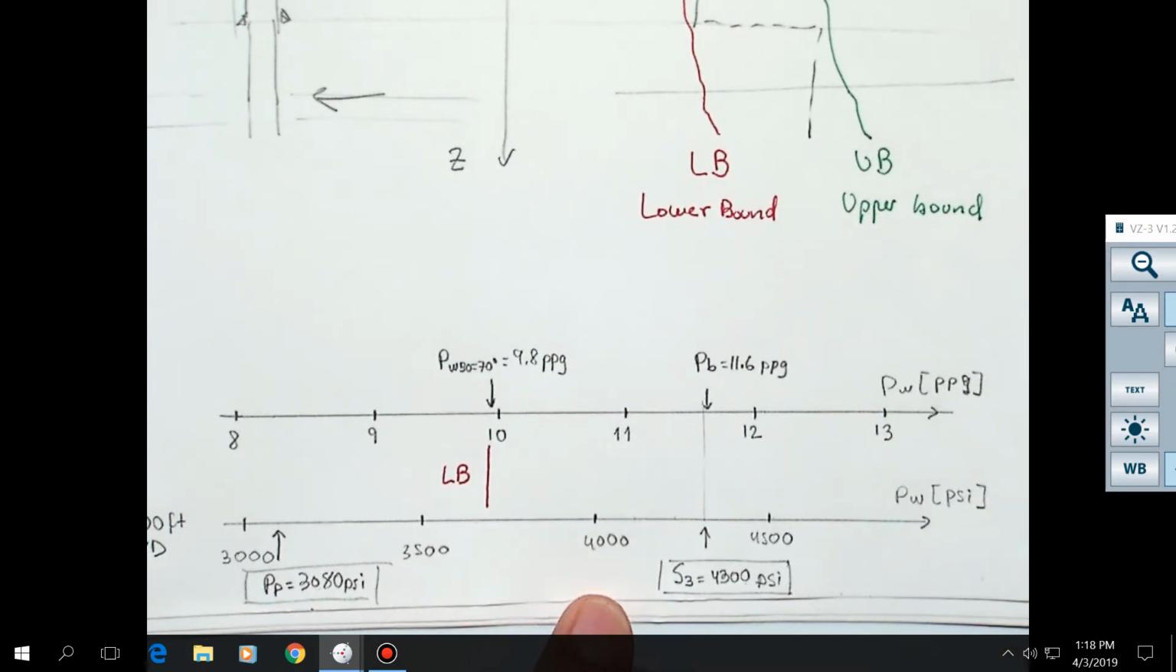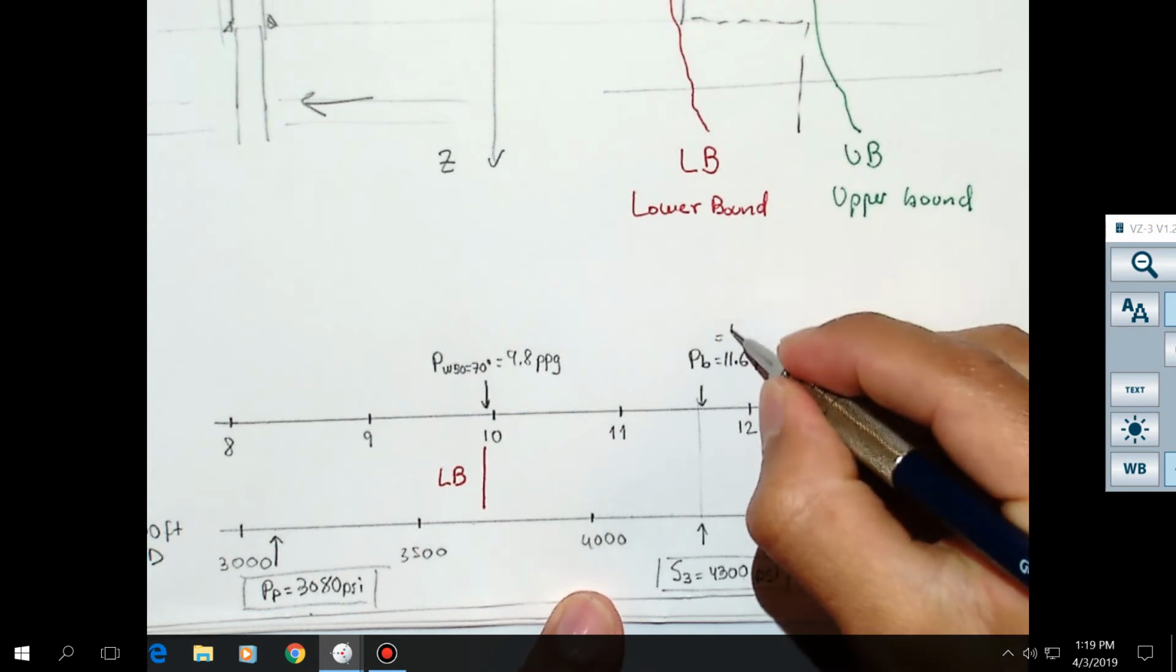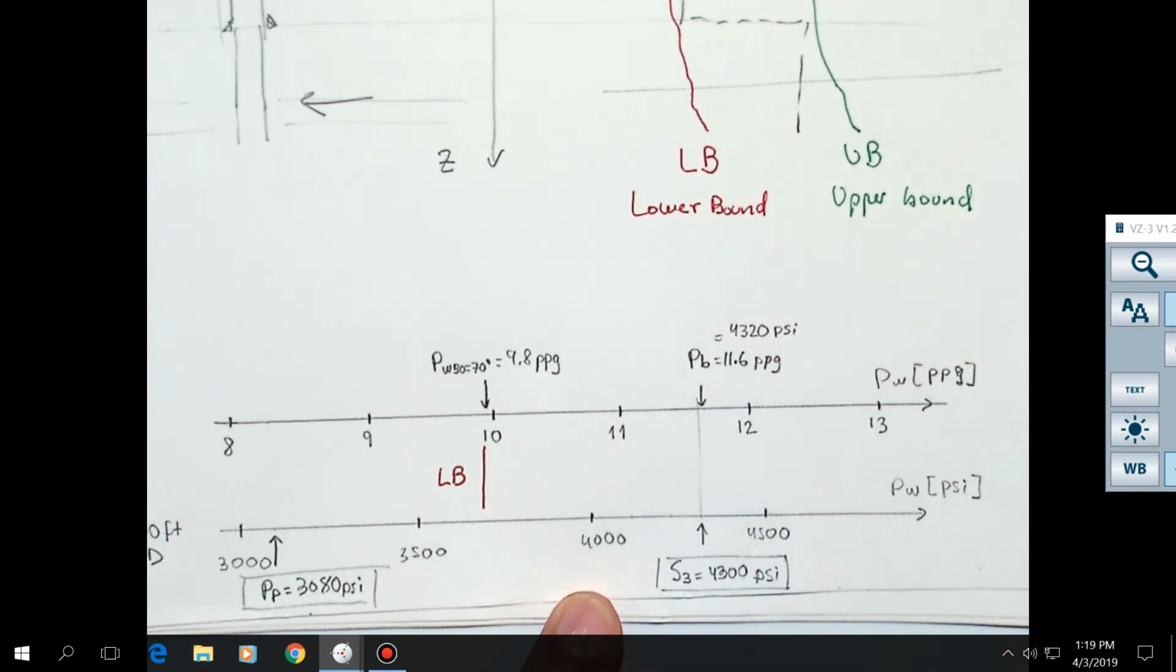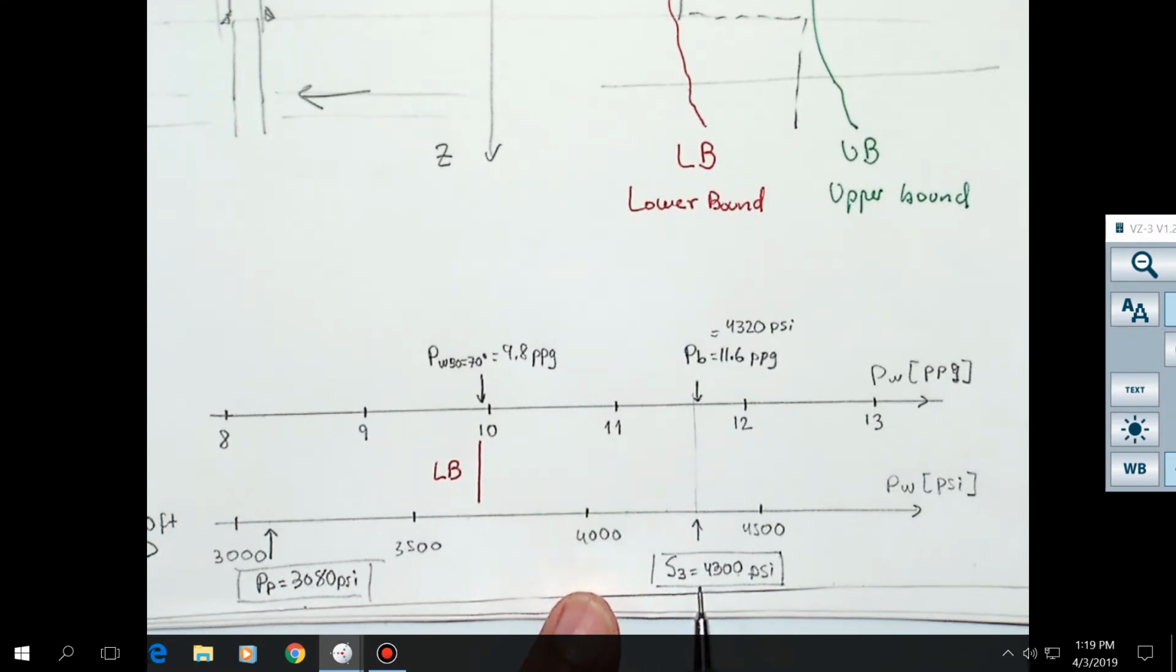What about the upper bound? What would you choose? PV, which let me write here in terms of absolute value, is 4320 psi, or minimum principal stress. I know in this case they are quite close, right? But let's imagine they are a little bit further away, 100 psi or something like that. What would you choose?